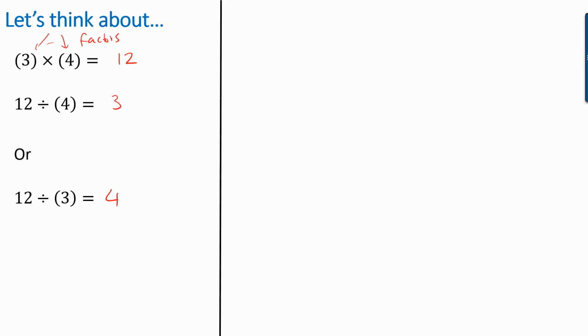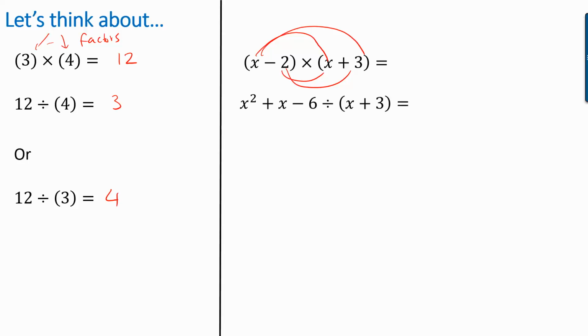So let's compare this to algebra now, because I want you to see it. They're both exactly the same thing. When I say x minus 2 times x plus 3, this is what you did in year 7 and year 8: the distributive law. You would have expanded, x times x, x times 3, negative 2 times x, negative 2 times 3. And what you would have got was x squared, plus 3x minus 2x, so plus x, minus 6.